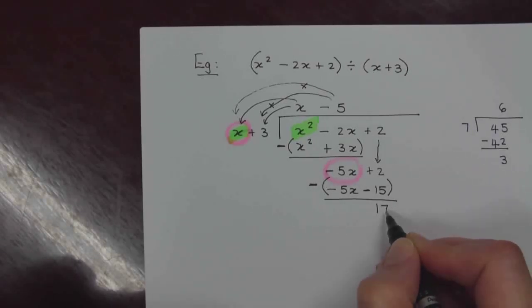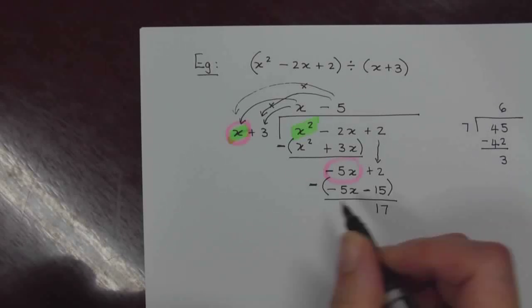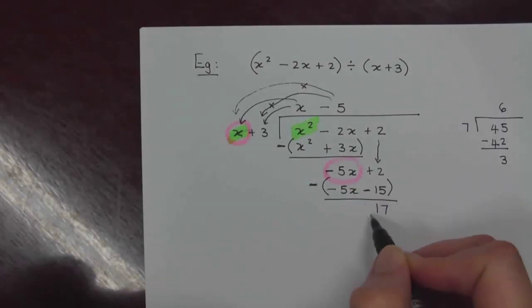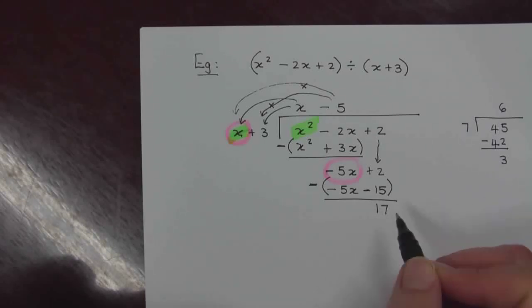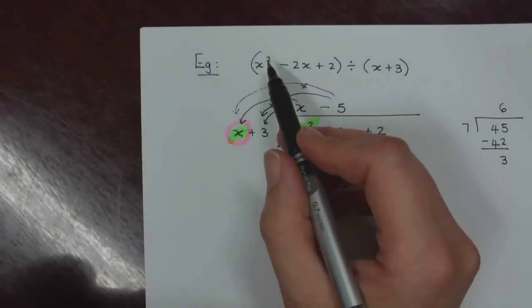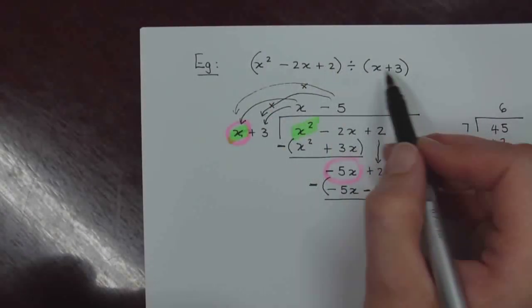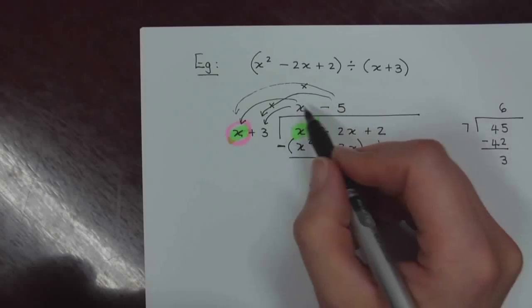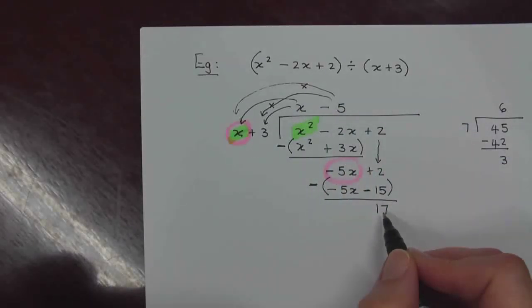Now I'm done. So now I can say, because x can't divide into 17, this is then going to be my remainder. So you need to understand, this particular one specifically was my polynomial. This was my divisor. This is now my quotient, and this is my remainder.